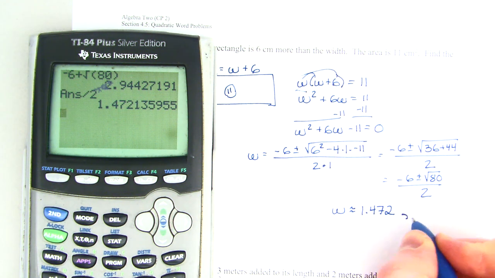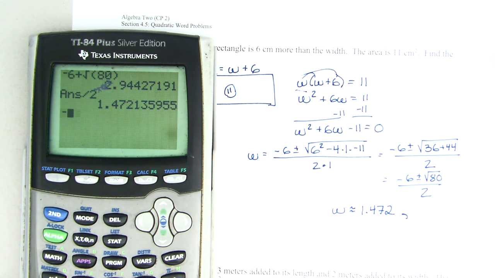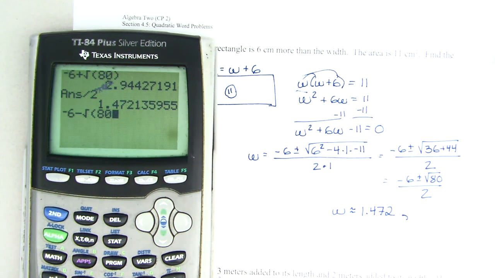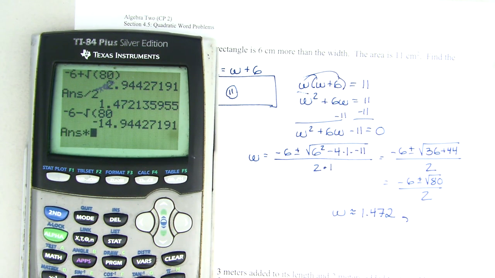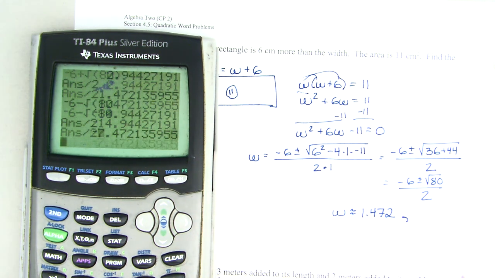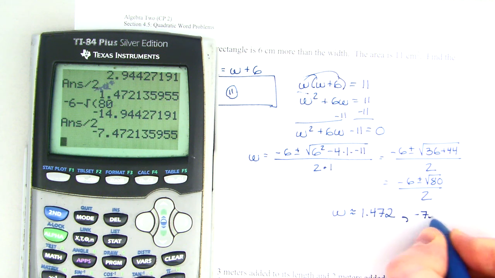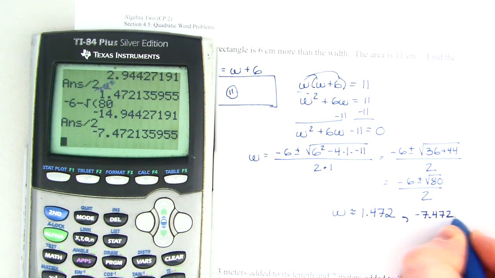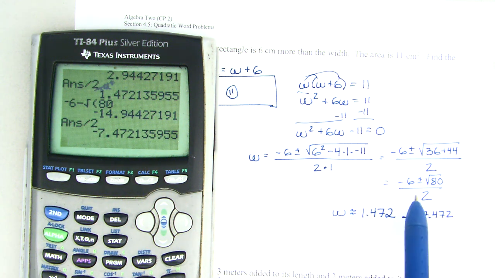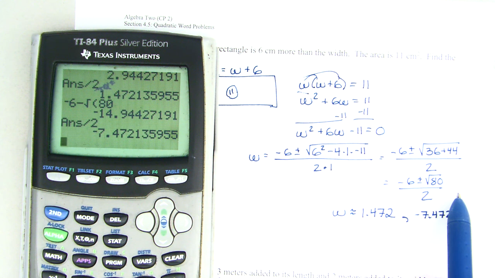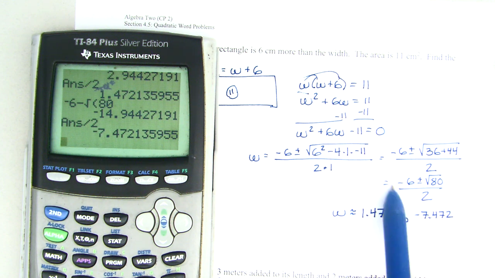Then I'm going to go back and do the same thing with subtraction. I'm going to say negative 6 minus the square root of 80. I'm going to push enter, and I'm going to divide that by 2, and I'm going to get negative 7.472. What I don't want to do is type in negative 6 plus the square root of 80 divided by 2, because if I type it all in one step, and I don't use parentheses, it's only going to divide the root 80 by 2, which is not what I want. I want to say the entire thing there is getting divided by 2.